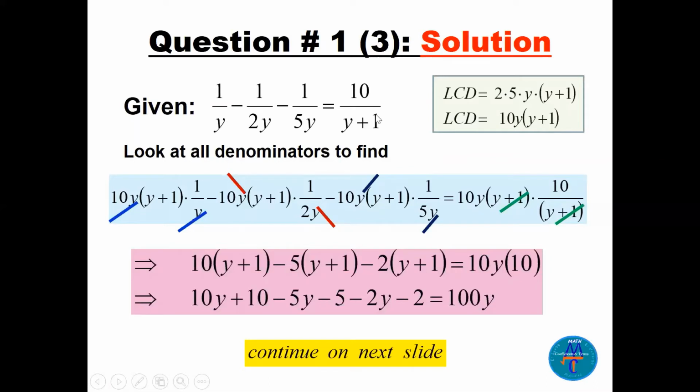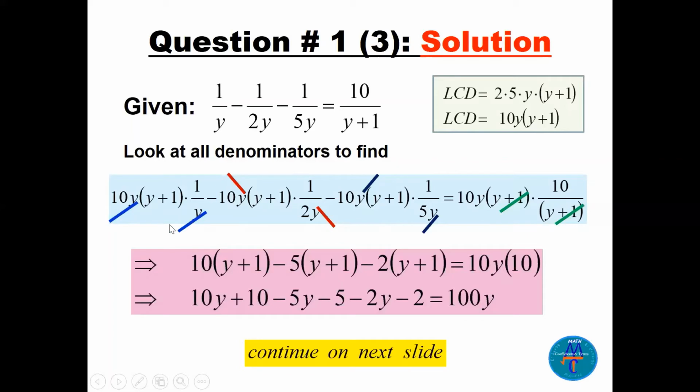Now I take the equation that has 4 terms, and then I multiply by this LCD, 10y, y plus 1, times 10y, y plus 1, times 10y, y plus 1, times 10y, y plus 1. I know this is ugly, but we have to do it.